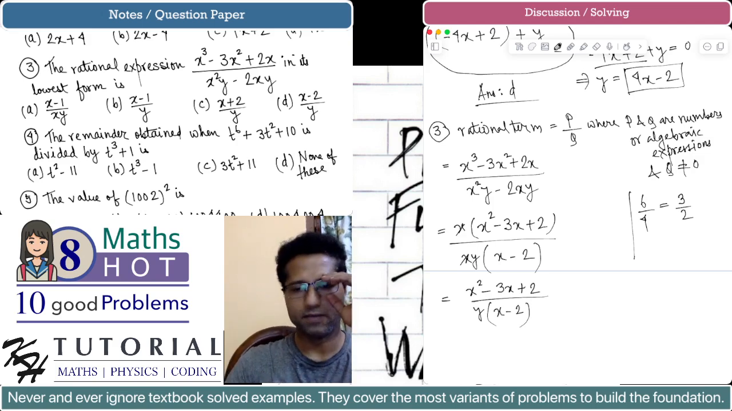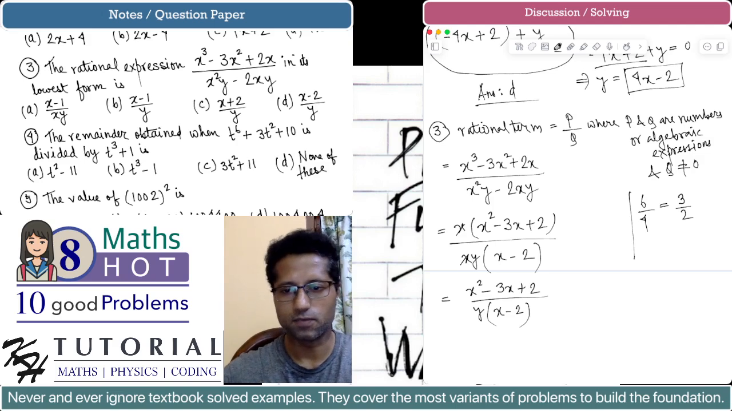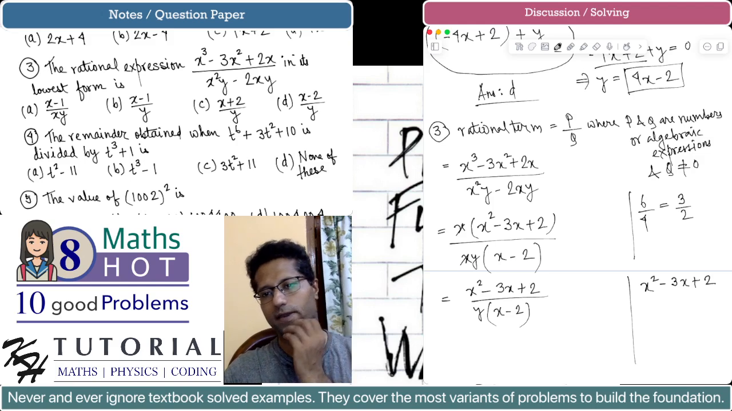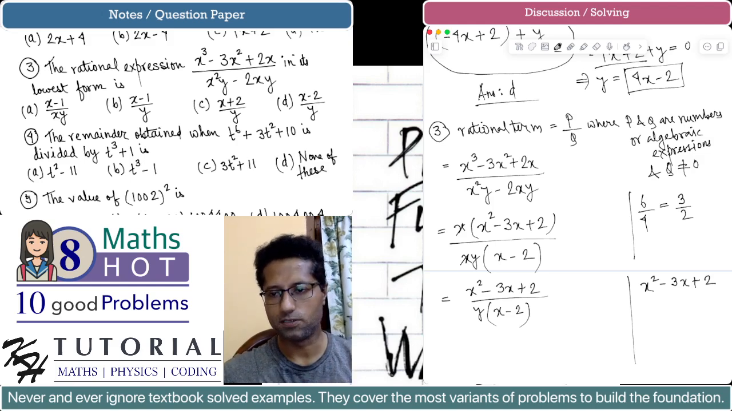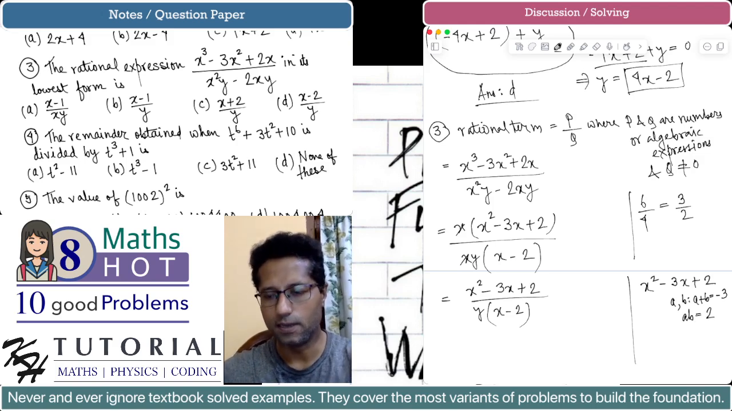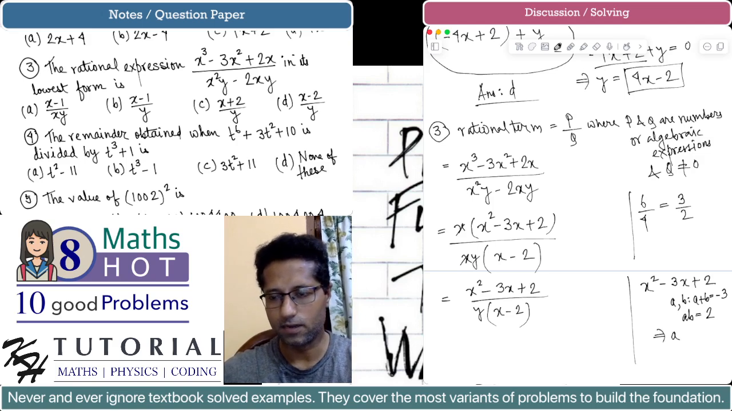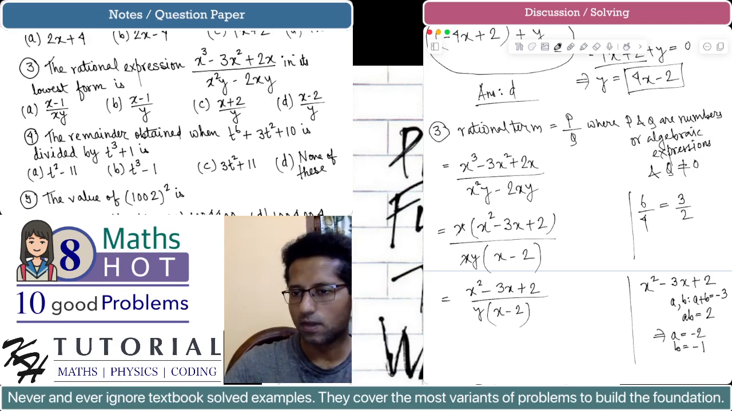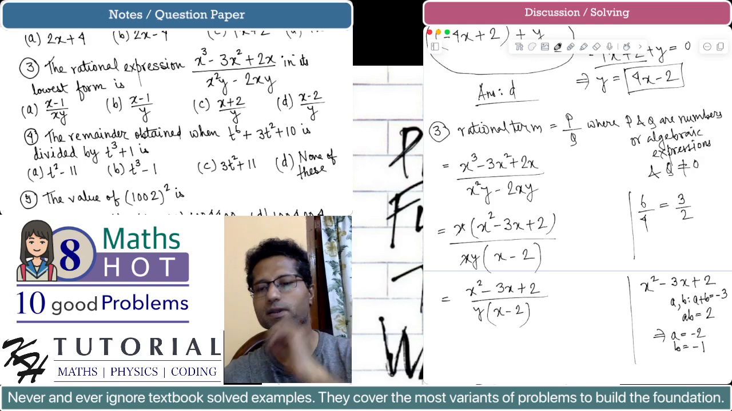Now we have to see whether we can factorize the numerator further. Let's try to factorize x square minus 3x plus 2. This is a quadratic trinomial, and we have to find two numbers a and b such that a plus b equals minus 3 and a multiplied by b equals 2. Clearly we can consider a as minus 2 and b as minus 1, because their product is 2 and their sum is minus 3.